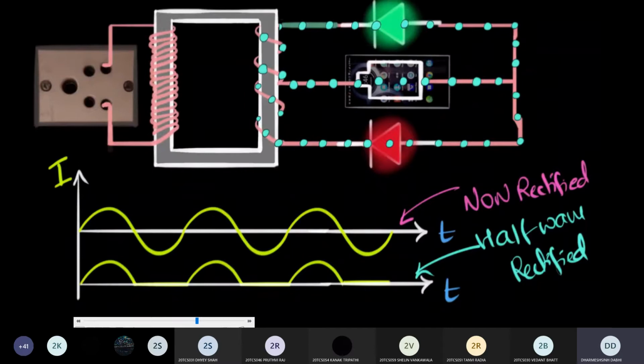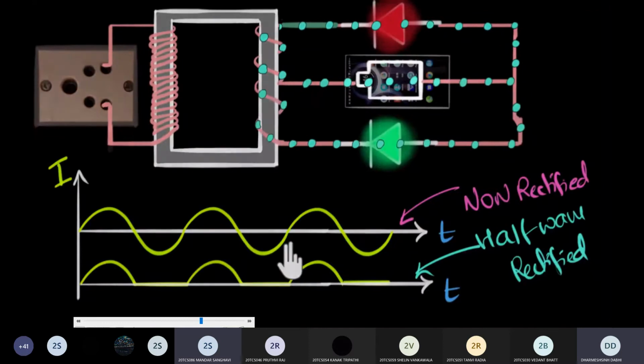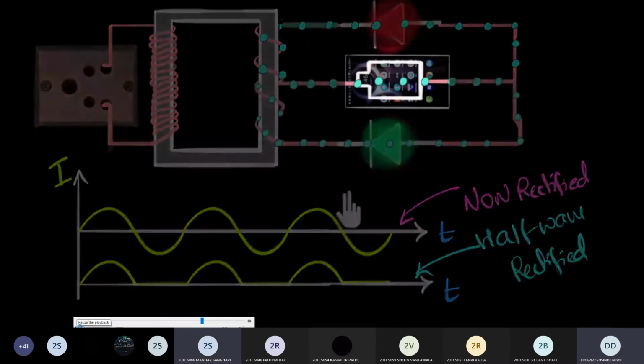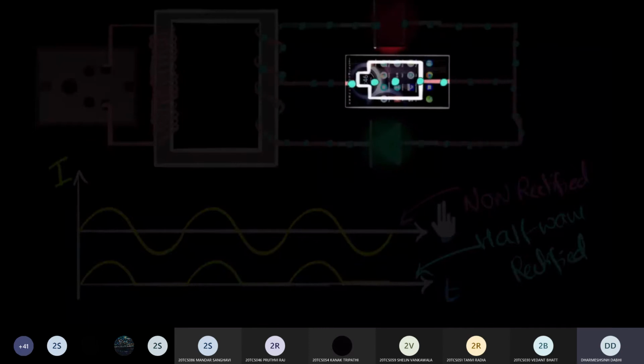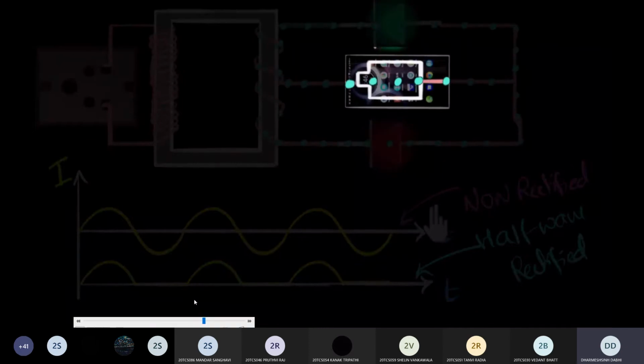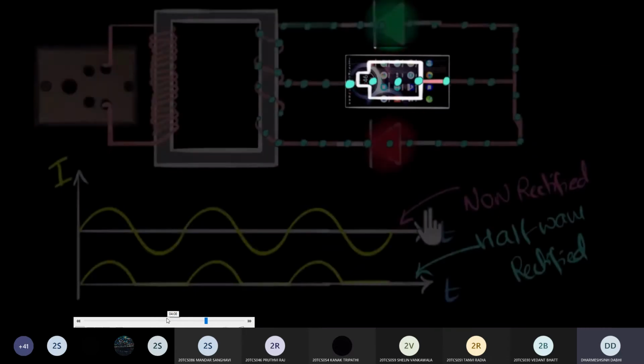So now let's look at the animation and see what happens. And now look carefully at the charges that are flowing through the battery, through the phone. Notice that in both the half cycles, the charges are flowing in the same direction. Can you see that? Same direction. We have achieved full wave rectification.